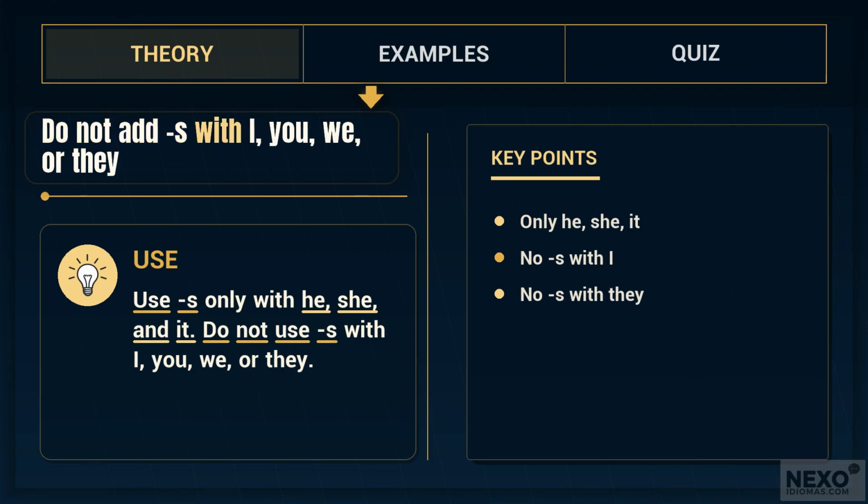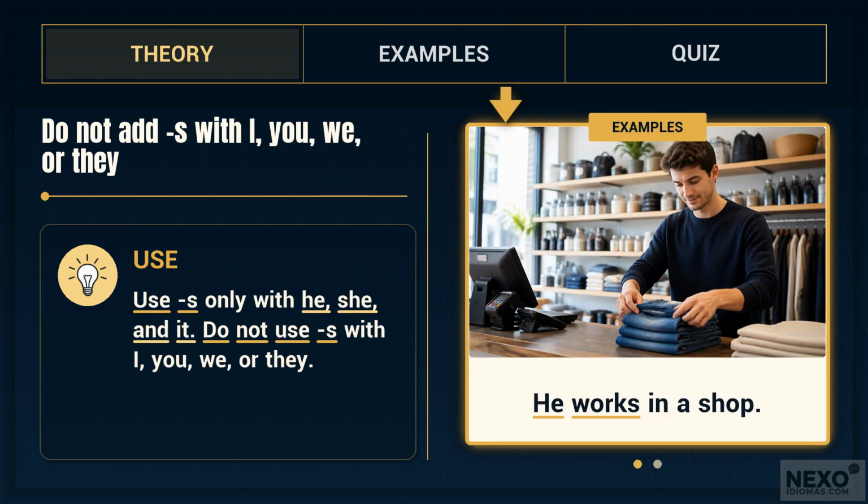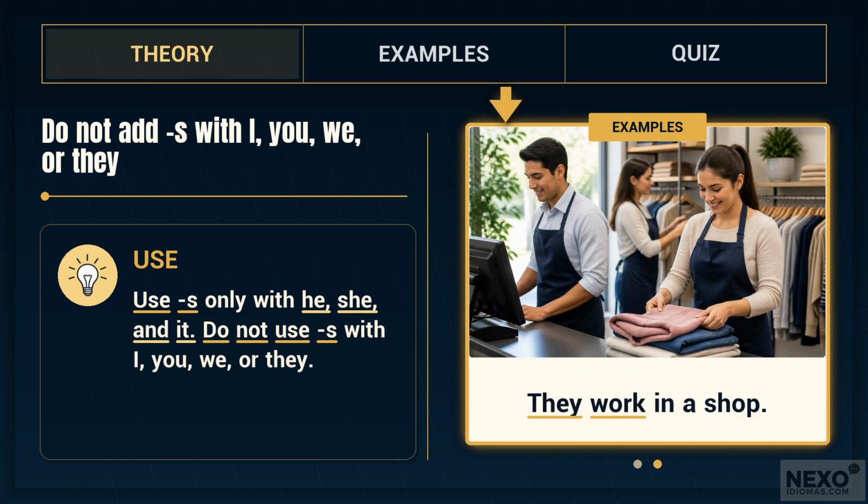Do not add s with I, you, we, or they. Use s only with he, she, and it. Do not use s with I, you, we, or they. Example. He works in a shop. Example. They work in a shop.